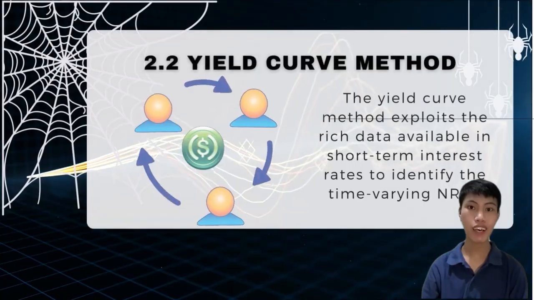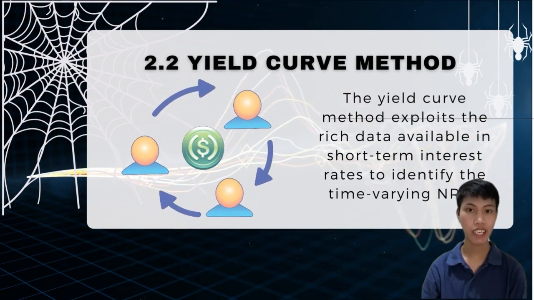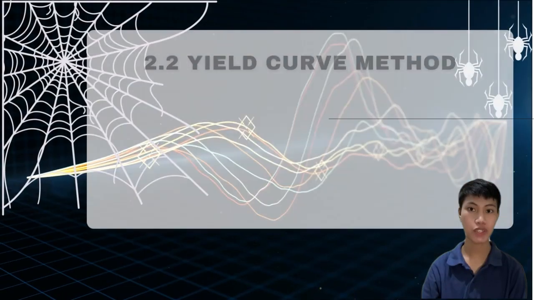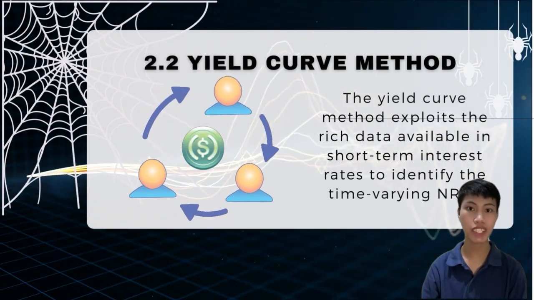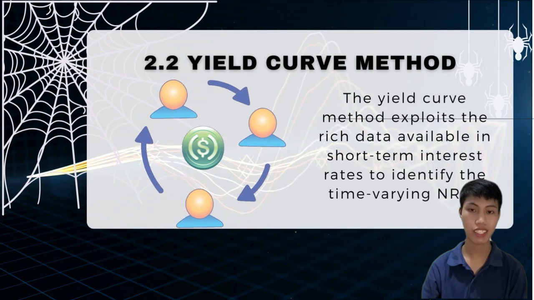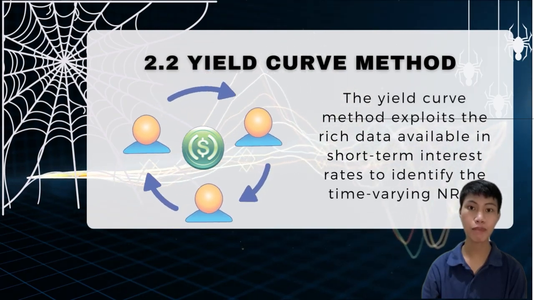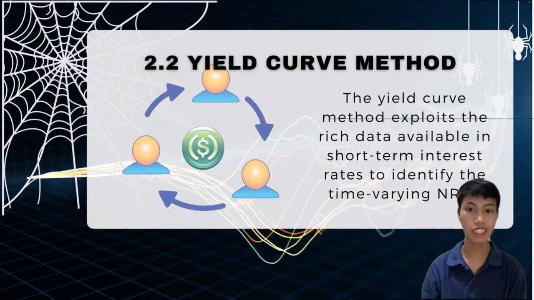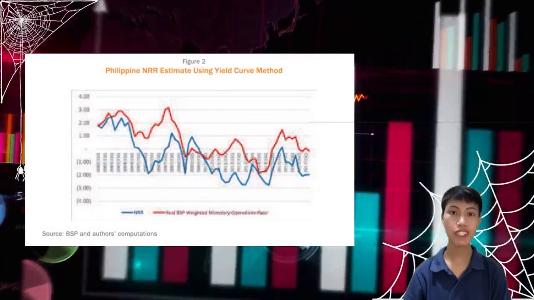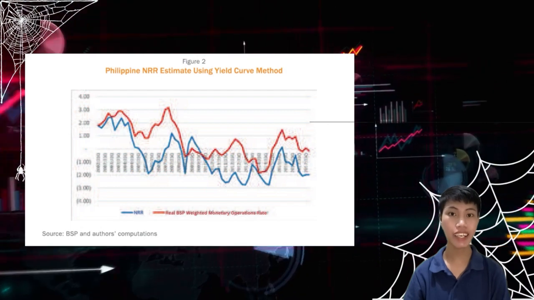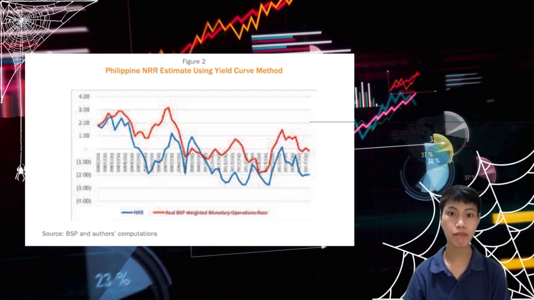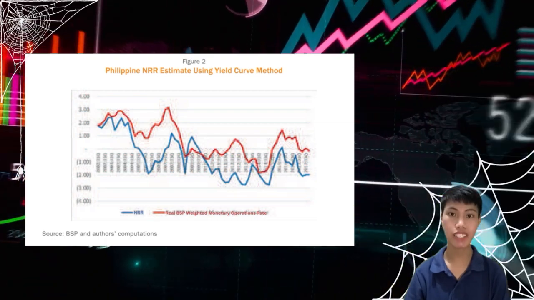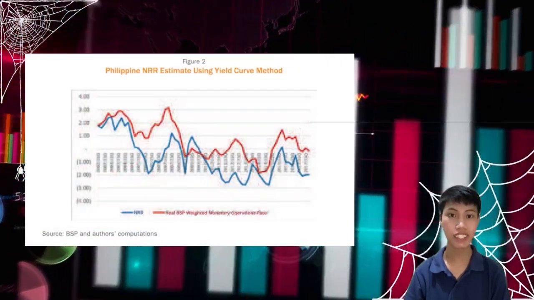The second methodology is the yield curve. A yield curve is a line that depicts the yields, or interest rates, of bonds with similar credit ratings but different maturities. The slope of the yield curve helps forecast interest rate changes and economic activity in the future. As you can see, Figure 2 indicates that the NRR is lower than the real BSP effective policy rate, showing that BSP policy is frequently tight rather than loose.